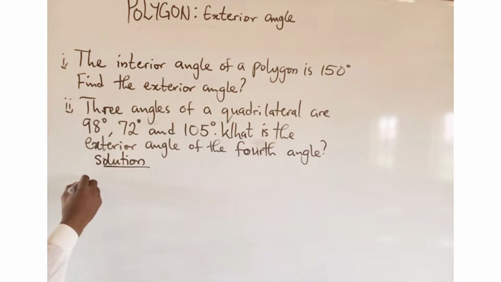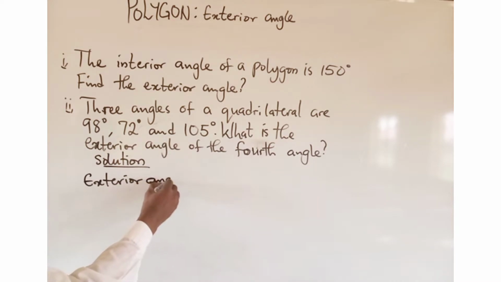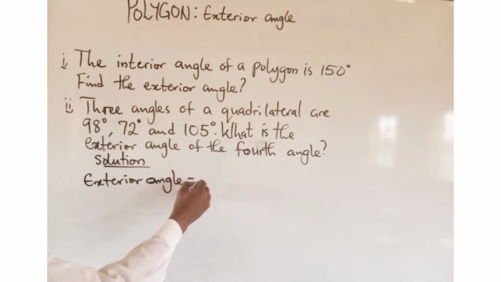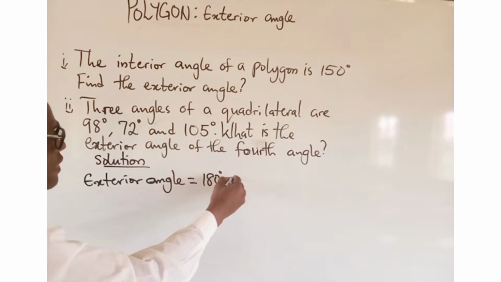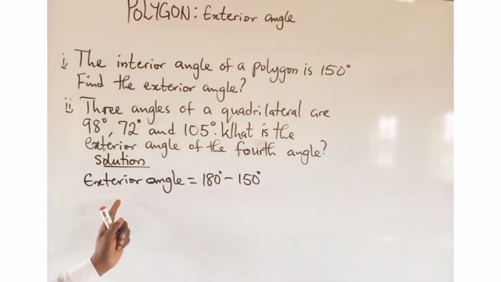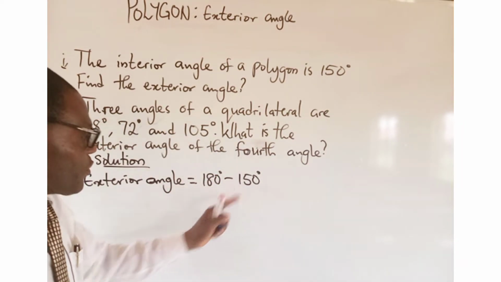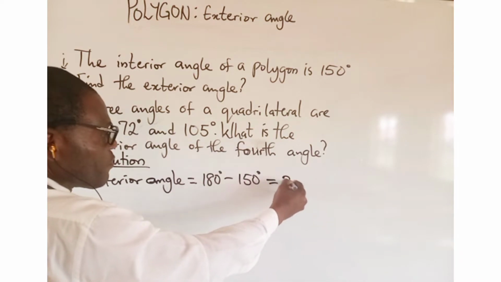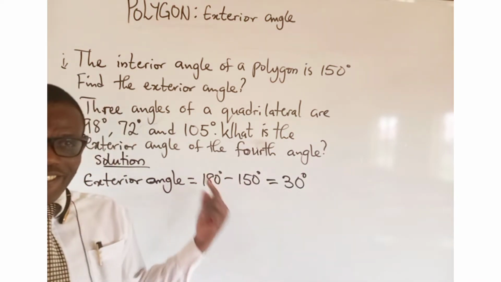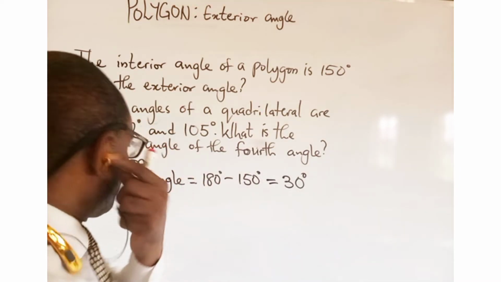We know that the exterior angle is equal to 180 degrees minus 150 degrees. That is, the exterior angle plus the interior angle is always equal to 180. So this value is equal to 30 degrees. Very simple. You can do that in 30 seconds.